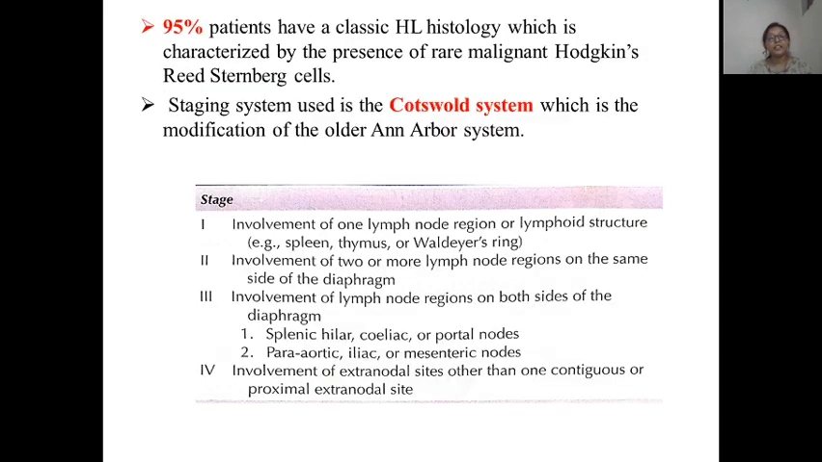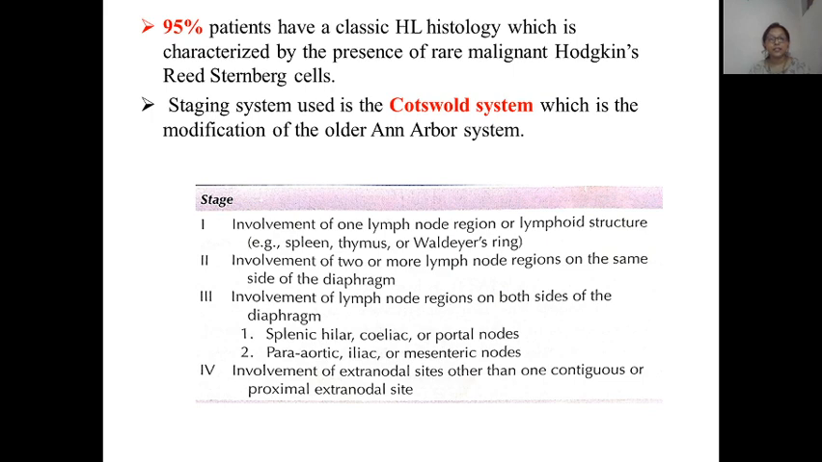Hodgkin's lymphoma. 95% of the patients have classic Hodgkin's lymphoma histology, which shows the presence of a rare malignant Hodgkin's Reed-Sternberg cell pathologically. The staging system used is the Cotswolds system, which is a modification of the older Ann Arbor system.